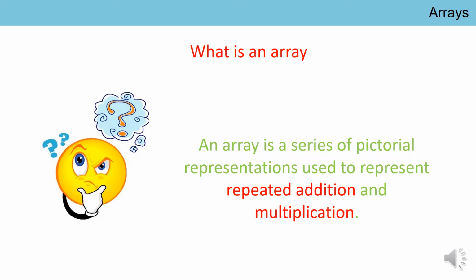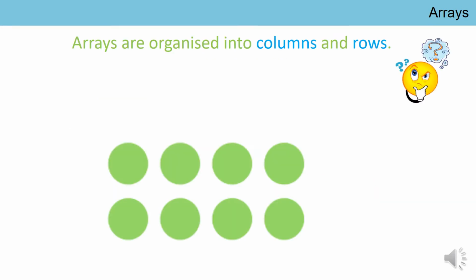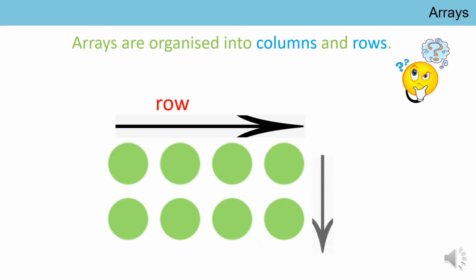So what is an array? We learnt a little bit about arrays last week. An array is a series of pictorial representations used to represent repeated addition and multiplication. Arrays are organised into columns and rows. Going this direction horizontally, this is known as rows, and going down vertically, like this, these are columns.